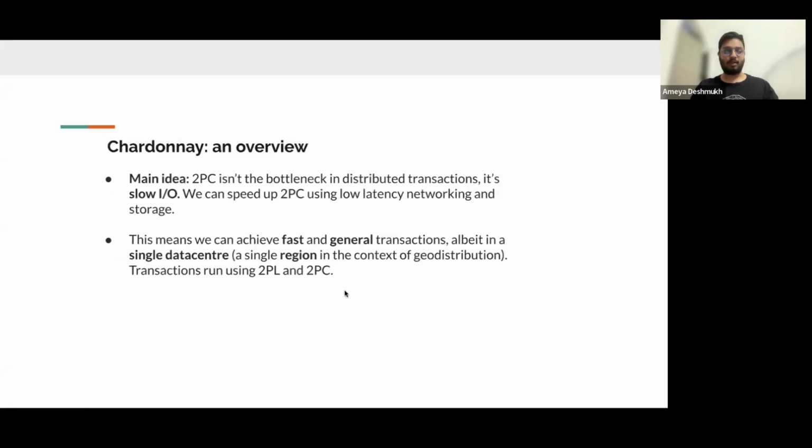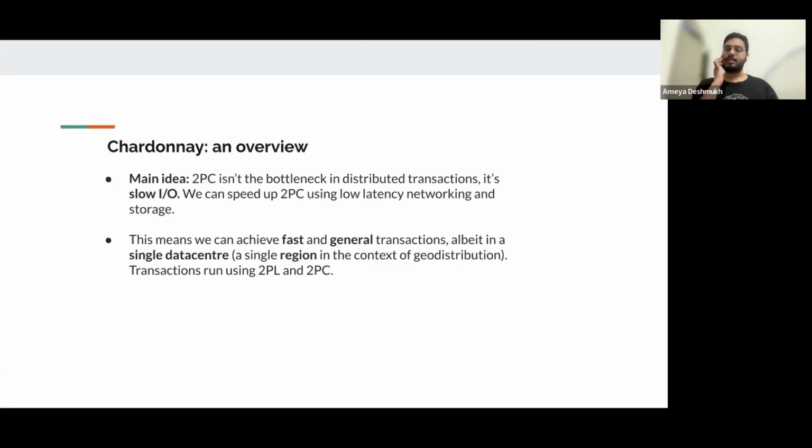But yeah, a quick refresher on Chardonnay is that the main idea is that 2PC isn't the bottleneck in distributed transactions. It's the slow I/O, so writing to the SSD, or maybe networking latency. All of these can be, and are, the majority contributing factors or bottlenecks in the latency calculation, right? So we can speed up this 2PC using low latency networking and storage.